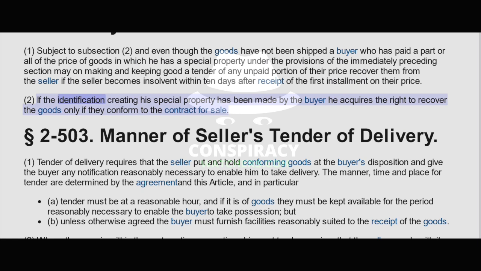If the identification creating his special property has been made by the buyer, he acquires the right to recover the goods only if they conform to the contract for sale.